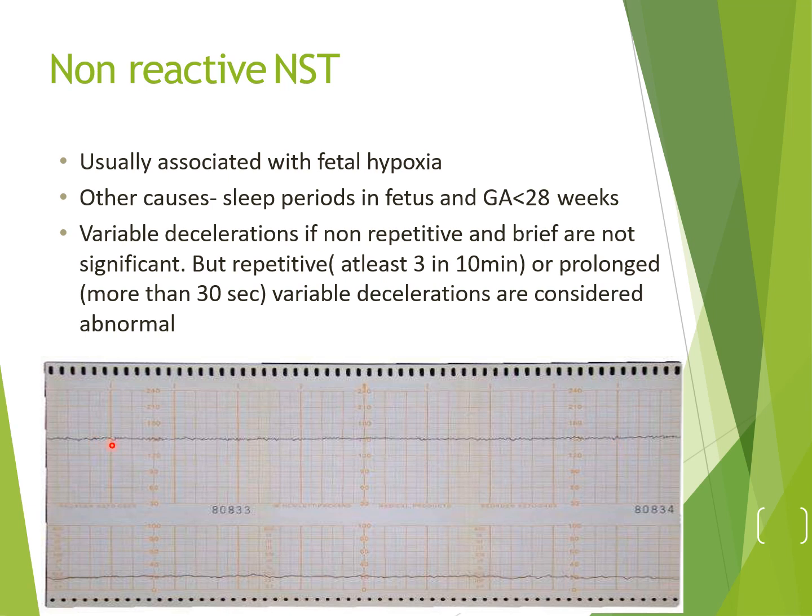That is, if it is moving steadily, you can suspect whether the baby is sleeping, or sometimes gestational age may be less than 28. But even during this time, if a reduction in fetal heart rate is there, this is not normal, that is abnormal. And if that reduction is occurring only once, we cannot consider that it's abnormal. If it is occurring continuously, that is, if it is getting repeated, and if the duration of that reduction is more than 30 seconds, it is abnormal, and it shows fetal hypoxia.